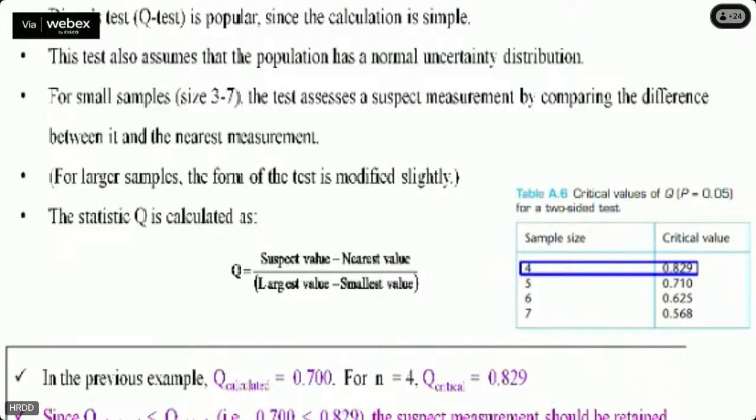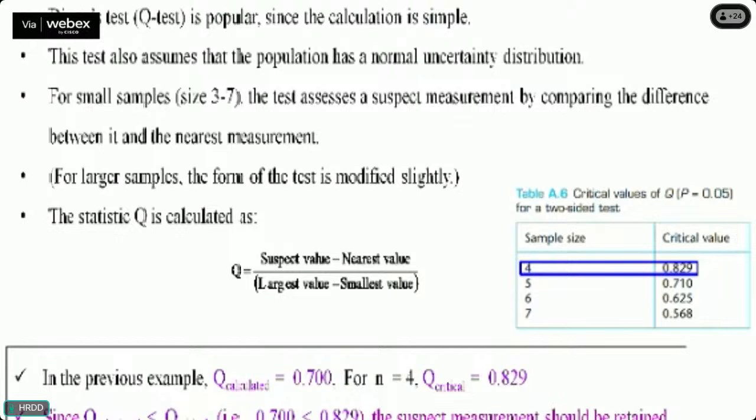So the G table and G calculation and Q calculation both will lead you to decide whether some particular data point is an outlier or to be retained. Most of the time they make you come to the same conclusion.